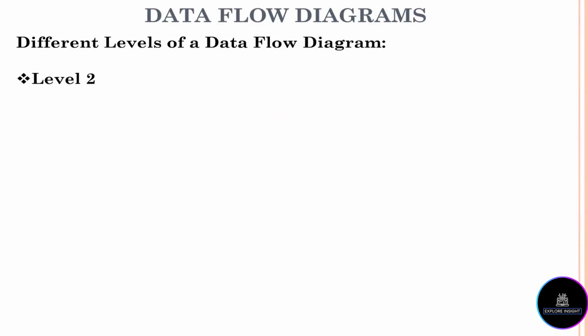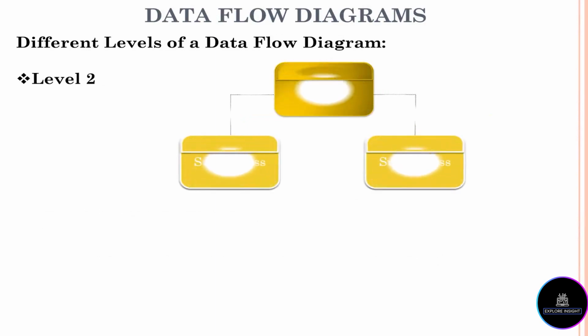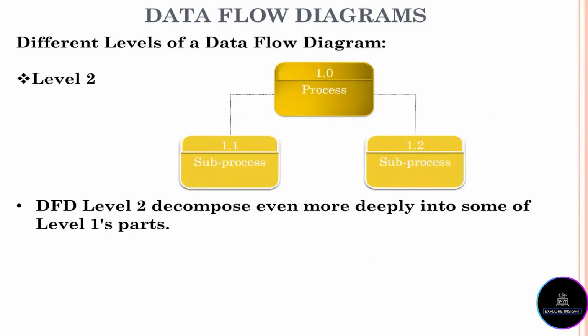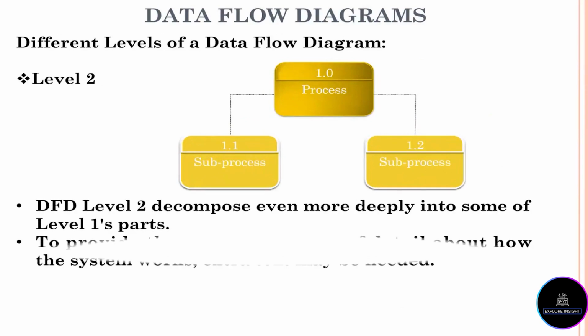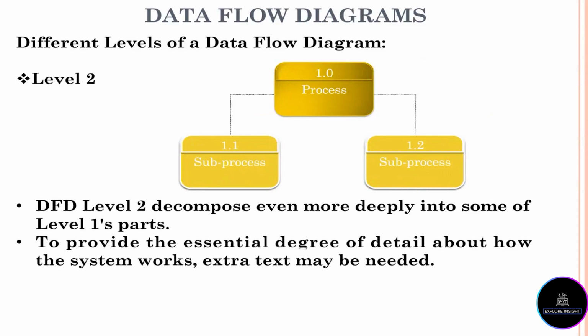The data flow diagram level 2 decomposes even more deeply into some of the level 1 parts. To provide the essential degree of detail about how the system works, extra text may be needed. Also, the number of inputs and outputs in each process in level 1 must be maintained in level 2.